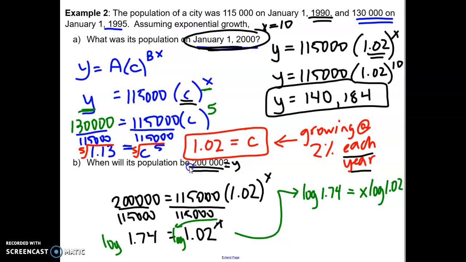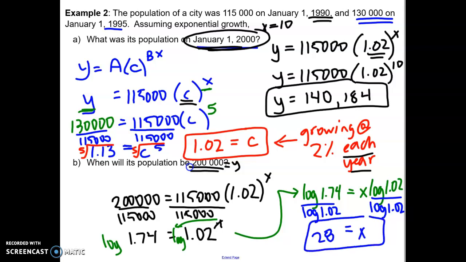But I want that x to be by itself. So let's move the log 1.02 to the other side. And when you divide out log 1.74 by log 1.02, you should get approximately 28. So in approximately 28 years from 1990, it would be 200,000 people. So that would be the year 2018. Right? 2018. Okay. Yeah.